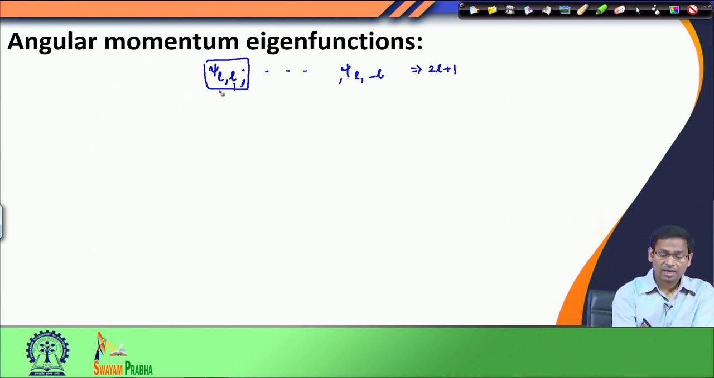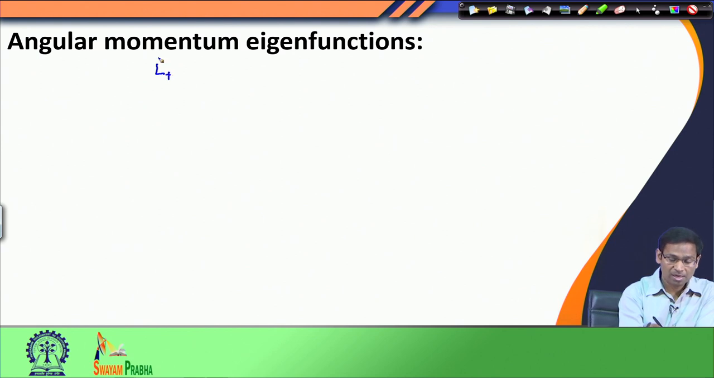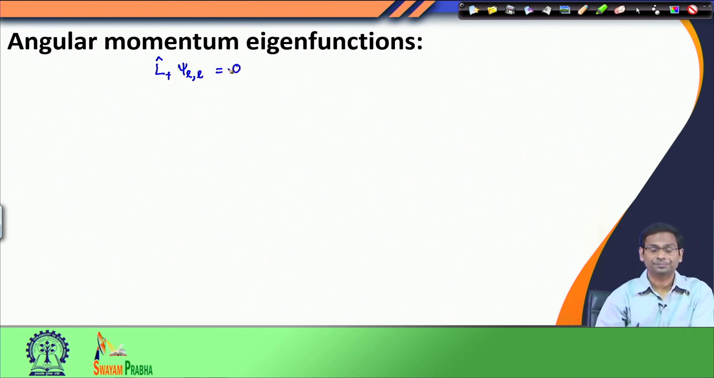We also know that when I apply the L plus operator on this function, which is the uppermost eigenfunction of the angular momentum operator, then the L plus operator's job is to take an eigenfunction from its level to the next level. But if I am applying the L plus operator on the uppermost eigenfunction, the result of that action should give me 0. So, in other words, when I take L plus and apply this operator on psi L L, I should get 0.